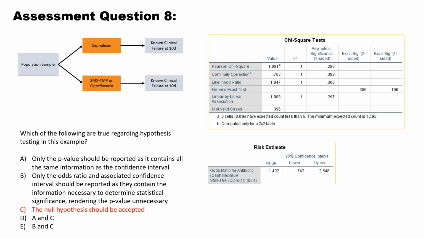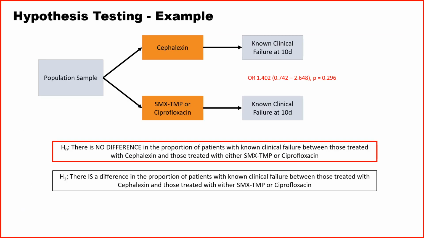So the answer here is C, the null hypothesis should be accepted. So complete reporting of this outcome would be including both the confidence interval and the p-value. So we have an odds ratio of 1.4 with our associated confidence interval that includes the value 1, and then our p-value is also reported to the right. As a result of our confidence interval including the value 1 and our p-value being greater than our pre-specified alpha of 0.05, we're going to accept the null hypothesis H0 that there is no difference in the proportion of patients with known clinical failure between those treated with cephalexin and those treated with either Bactrim or ciprofloxacin.